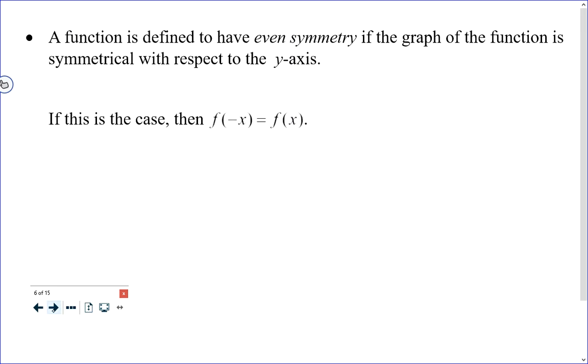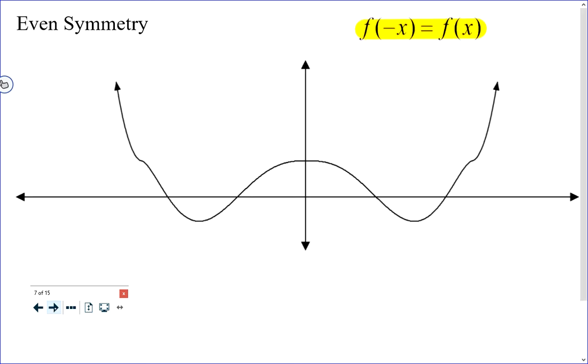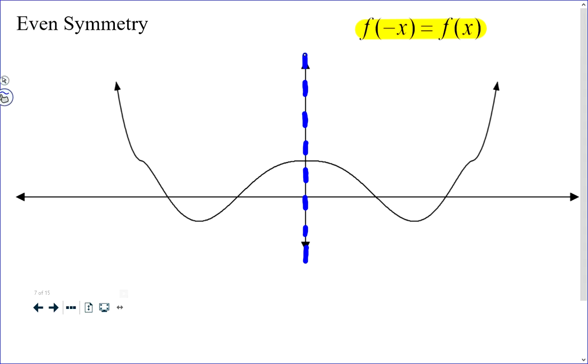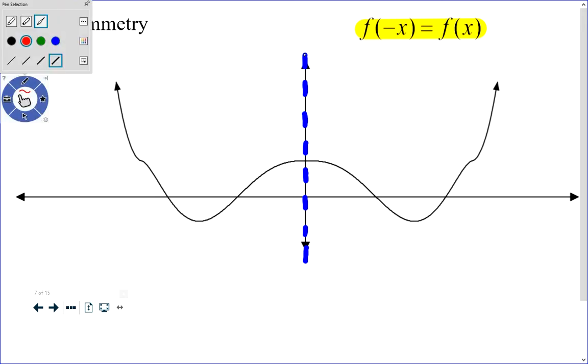A function is defined to have even symmetry if the graph of the function is symmetrical with respect to the y-axis. I'm going to get to the function notation in a second, but what symmetrical with respect to the y-axis means is that if you were to take and reflect the left side across the y-axis, and that's the same kind of reflection that we talk about in Math 30-1, if you were to reflect the left side across the y-axis, which is a horizontal reflection, then you would end up getting the other part of the graph.